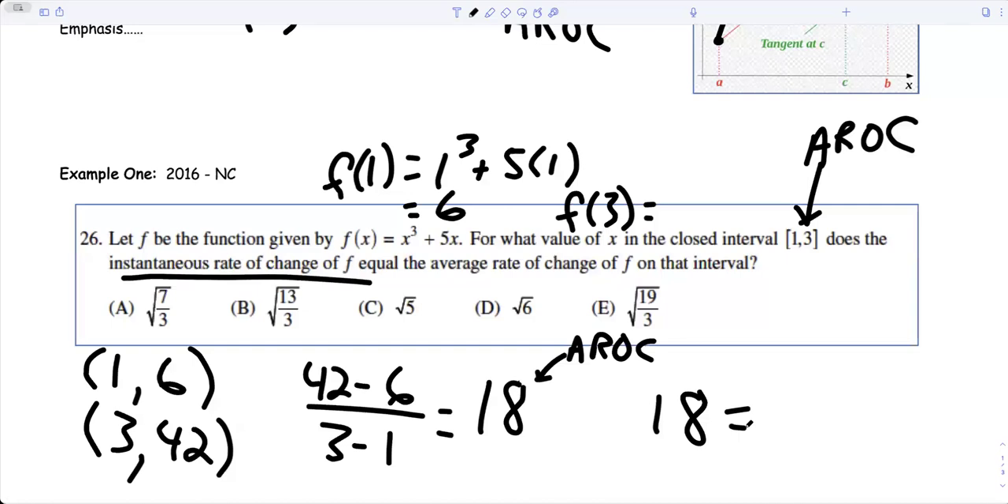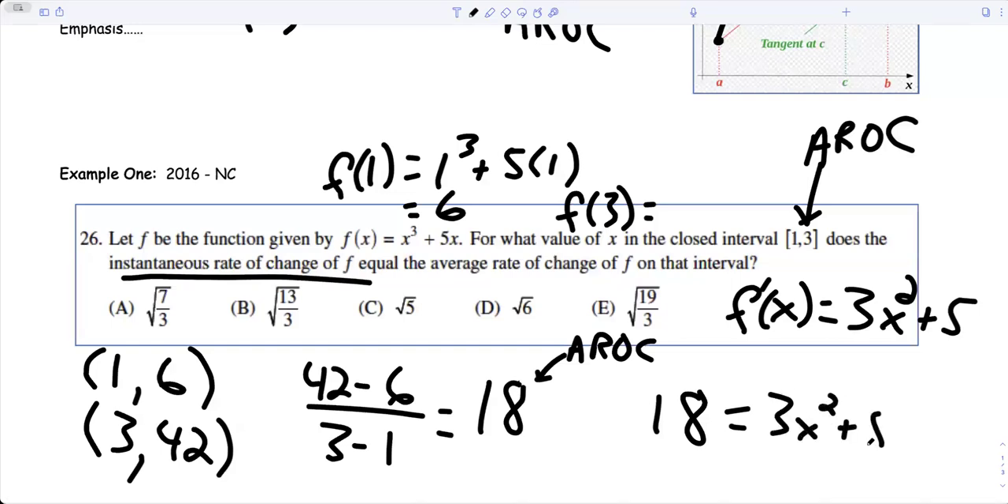I'm going to set it equal to, look at that formula, the mean value theorem says continuous, differentiable, closed, then average rate of change equals f prime of c. So I need to find f prime. So f prime of x equals 3x squared plus 5. So I'm going to take 18, set it equal to 3x squared plus 5, and then solve for x.